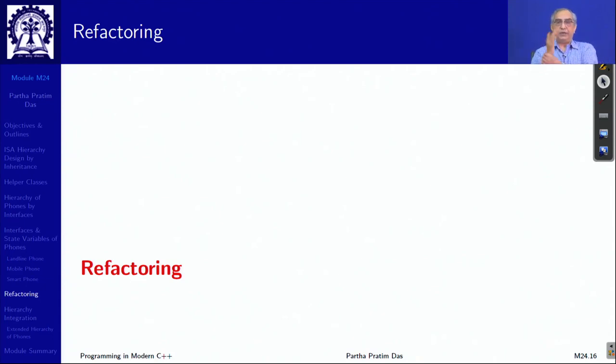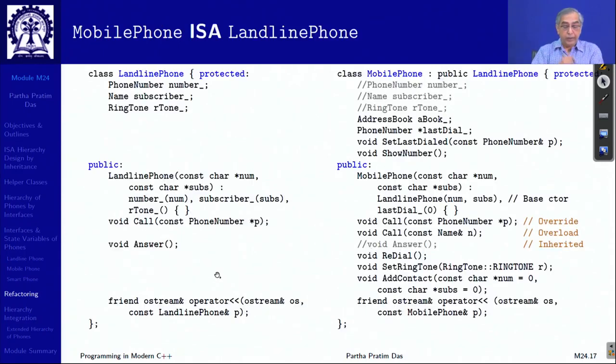And in the process, as the is-a hierarchy exists, as the is-a relationship exists between them, generalization and specialization exist between them, there are a lot of commonalities, and we need to refactor to remove those commonalities and bring in the actual inheritance mechanism of C++. So, in this refactoring process, say I know mobile phone is a landline phone. So, I put these two classes side by side.